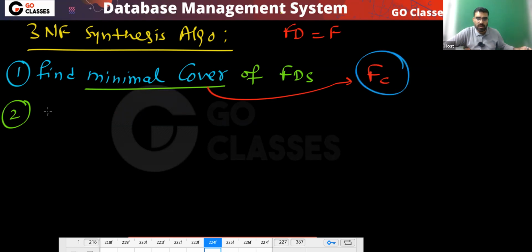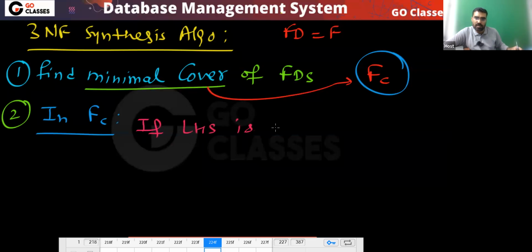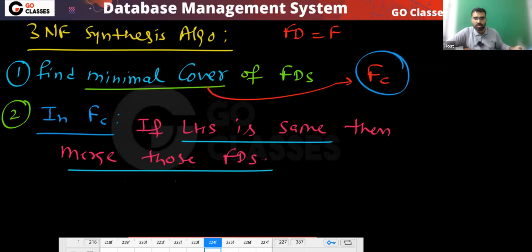Okay, now what you do in this minimal cover: if the LHS is common, if the LHS is the same, then you merge those FDs. Are you getting my point? If LHS is same, then you merge those FDs. Now, for example, what will you get?